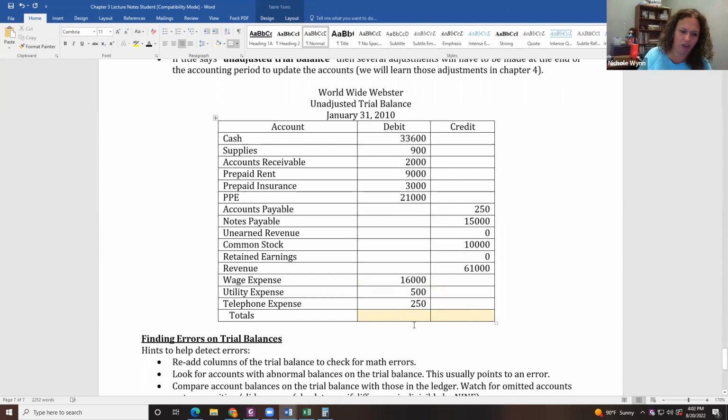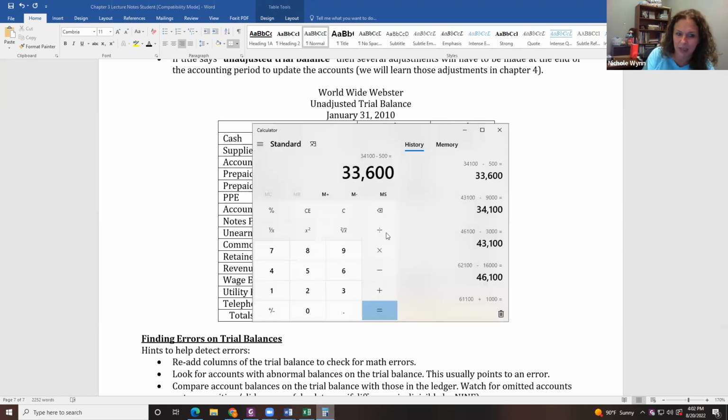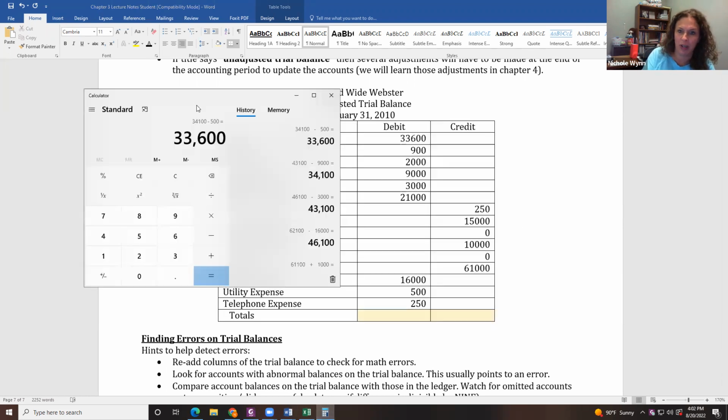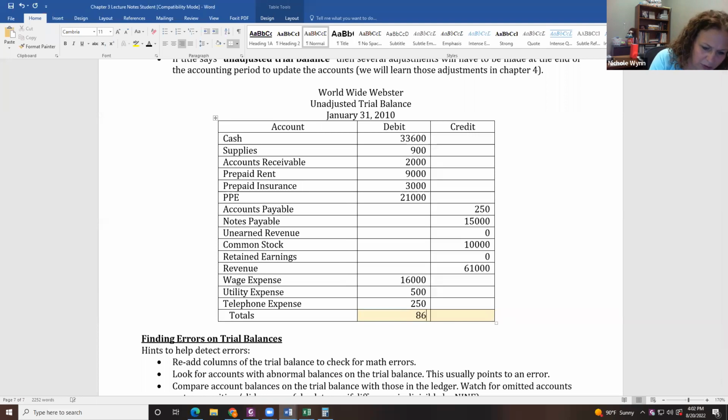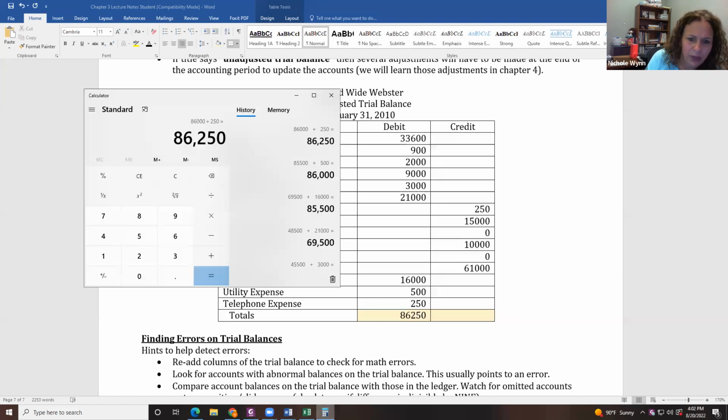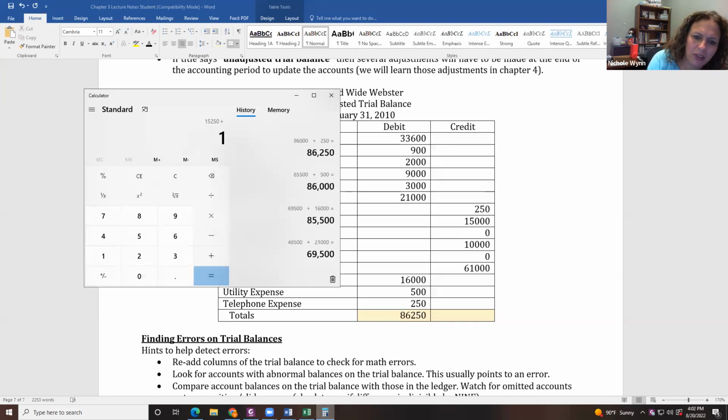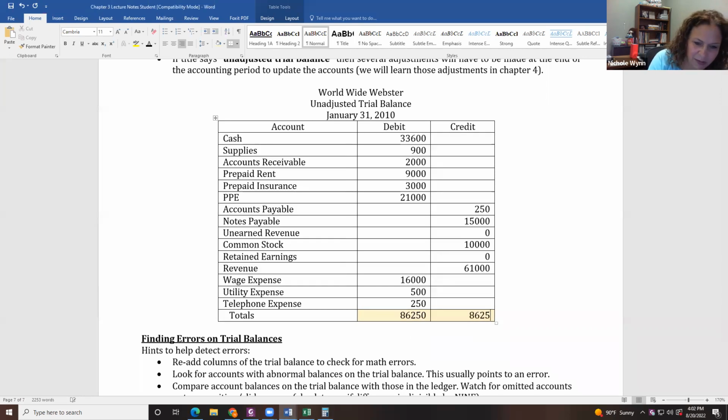This is a check to make sure that when we were posting, we didn't make any mistakes. And when we were doing transactions, we didn't leave off a debit or credit. So 33,600, 900, 2,000, 9,000, 3,000, 21,000, 16,000, 500, and 250. I got 86,250 for the debits. I'm going to say a little prayer and hope for the best on the other side. I've got 250, 15,000, 10,000, and 61,000, 86,250. All right. So lucky me, it balanced the first time.